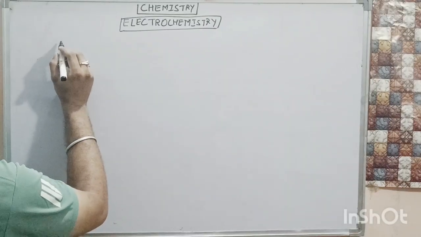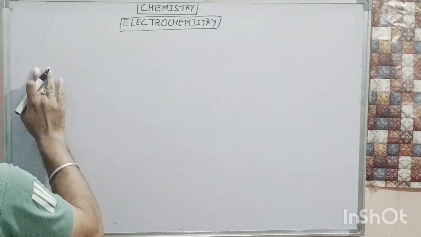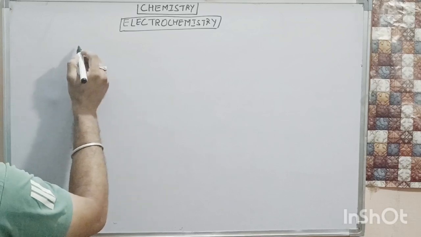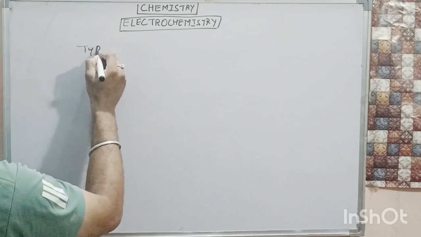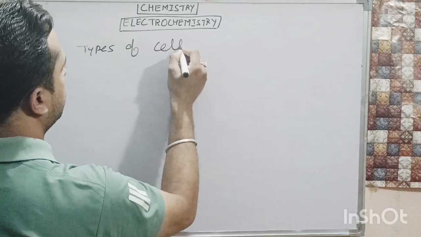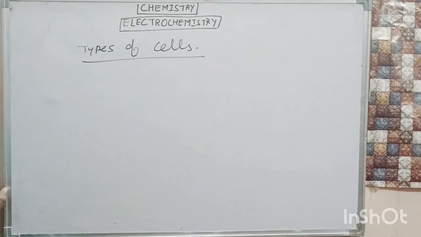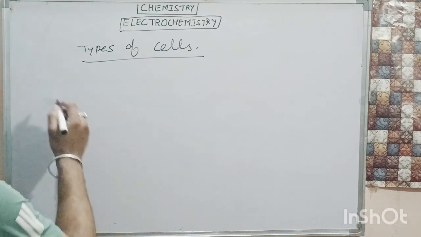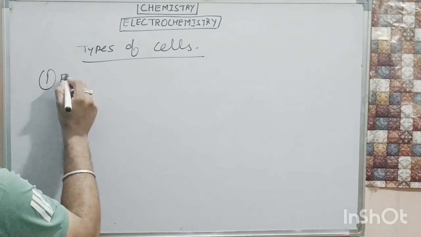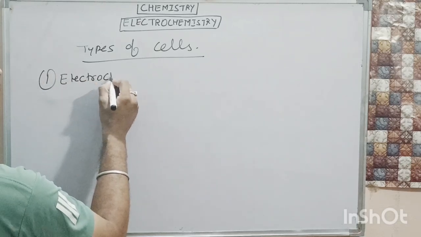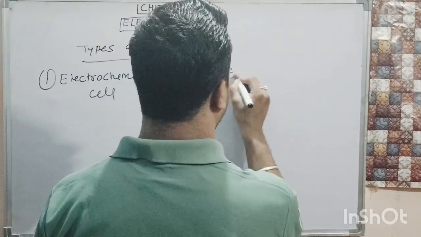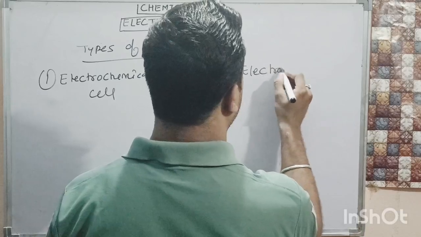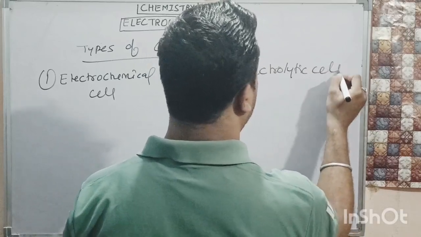Types of cells. अब सर टाइप्स ऑफ सेल्स जब आप पढ़ा रहे हैं, पहले टाइप्स ऑफ सेल्स देख लेते हैं. There are two types of cells. One is the electrochemical cell, another is the electrolytic cell. In the electrochemical cell, we can see that there is change of energy.